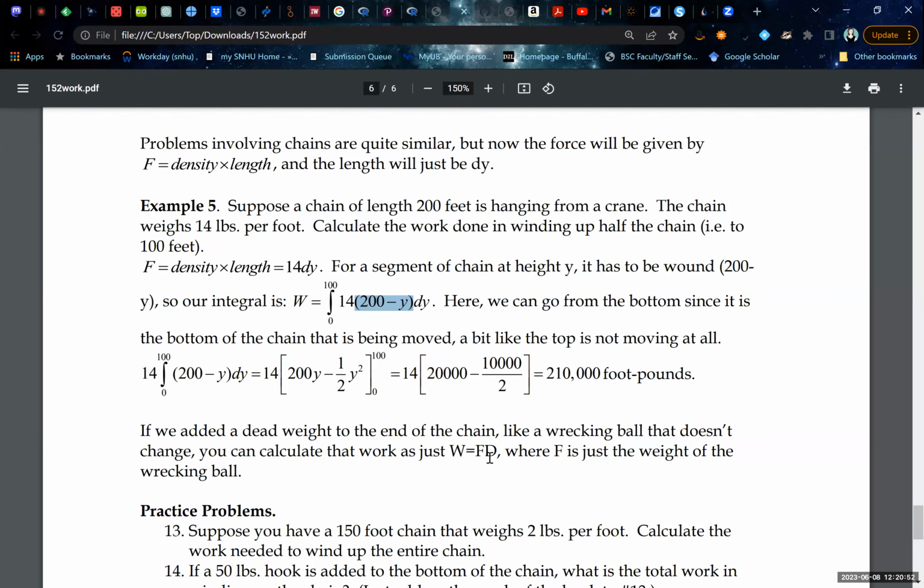And as I mentioned before, if you have a dead weight on the bottom of the chain, you can just add it onto a constant outside the force expression here, or you can just calculate it separately and add it on at the end.